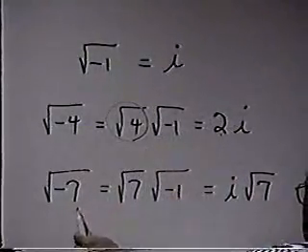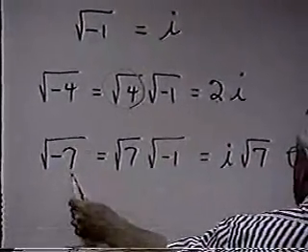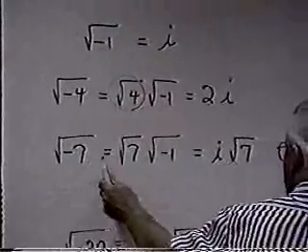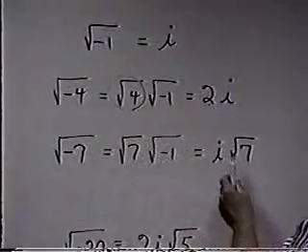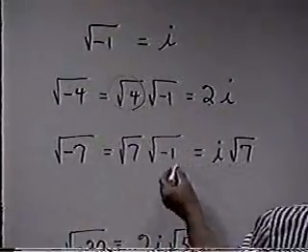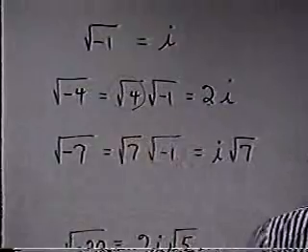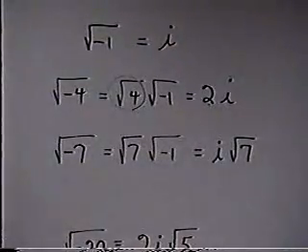But look at the next example. Here we have the square root of minus 7. We still split it. We don't know the square root of 7, so we have to leave it as the square root of 7. But the square root of the minus 1 does become I.